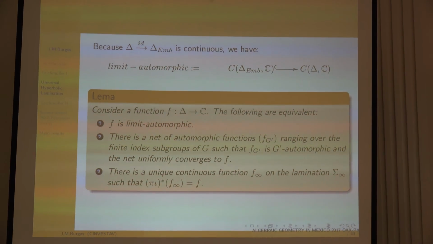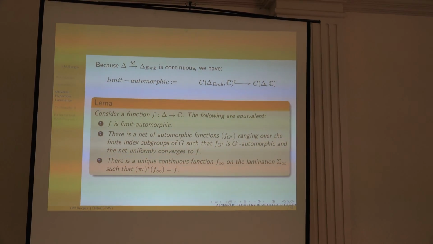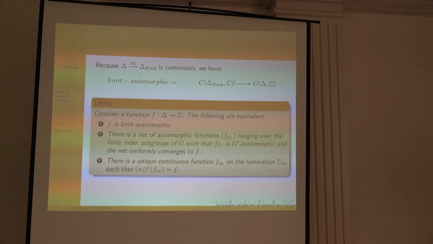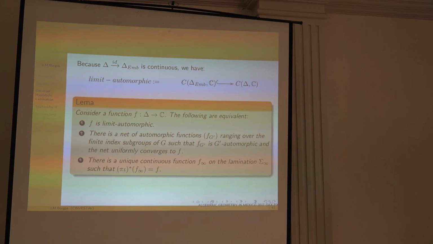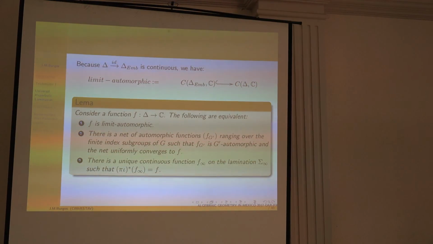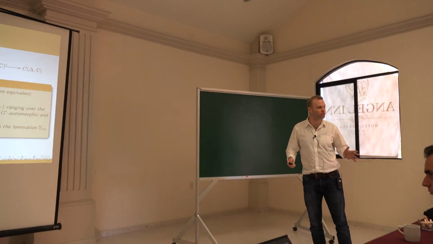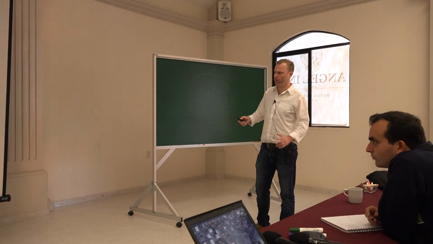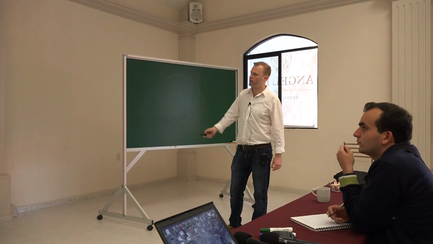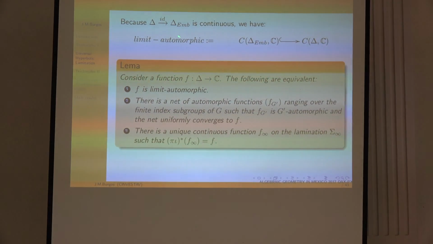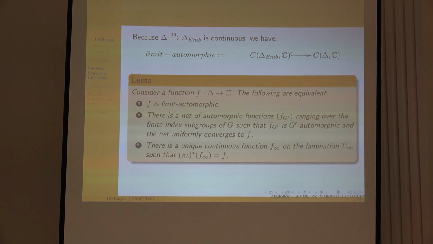We can see a function is limit automorphic if and only if it is a pullback by the base leaf of a continuous function on the lamination. So instead of thinking about continuous functions on the lamination, you just think about limit automorphic functions. That is much easier. And well, item 2 just justifies the name for these functions. It is limit automorphic if and only if it is the uniform limit of an automorphic net.